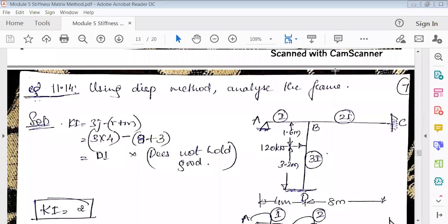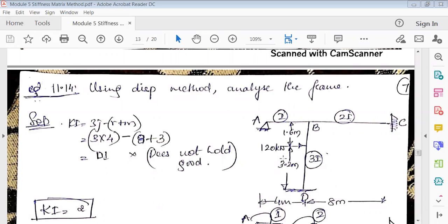Hello everyone. So the next type of problem is the frames. Again, the question is: analyze the frame using the displacement method. There is a frame given here, wherein A, B, C and D are fixed, and A has a hinge support.